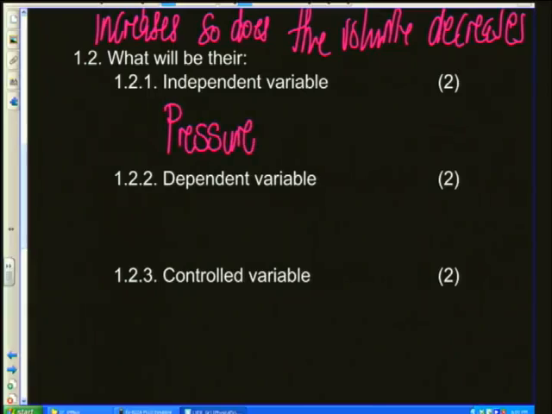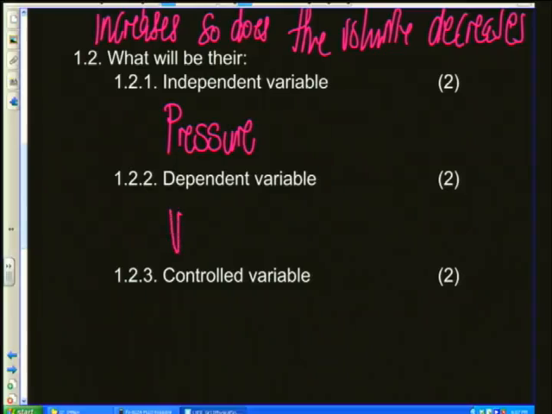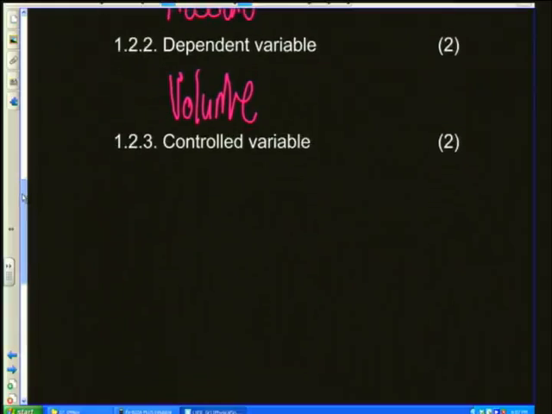Now, the independent variable is basically that variable which you actually are changing, and then the dependent one is the one which you're observing. You will know to say, these are the changes. The changes that you will note are the changes in the volume. So the volume becomes our dependent variable. So I must just write here, the volume is our dependent variable. Cool. Now let's move on.